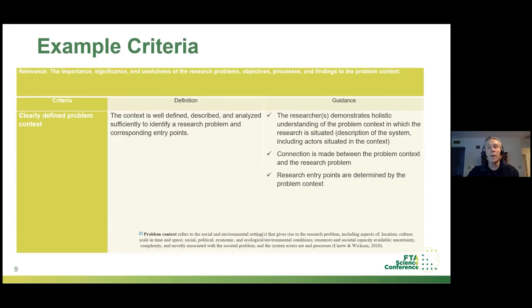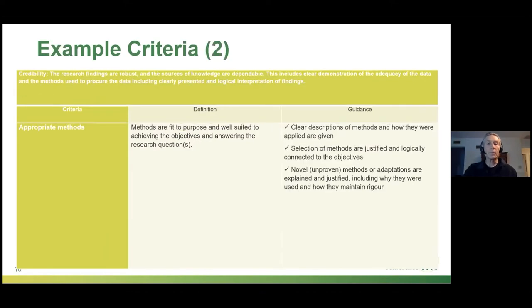And this is defined as the context is well defined, described, and analyzed sufficiently to identify a research problem and corresponding entry points. And then the guidance draws attention to the need to truly appreciate the context in which the research is being done and to define the research problem accordingly. And then there are specific definitions for key concepts, in this case, the concept of context itself. A second example is from the principle of credibility.